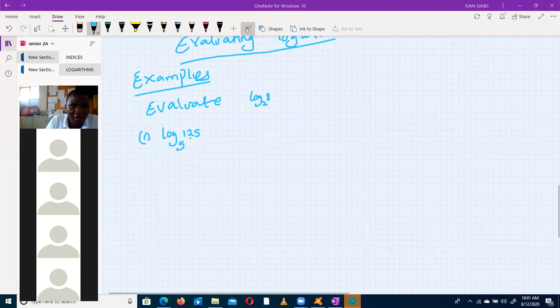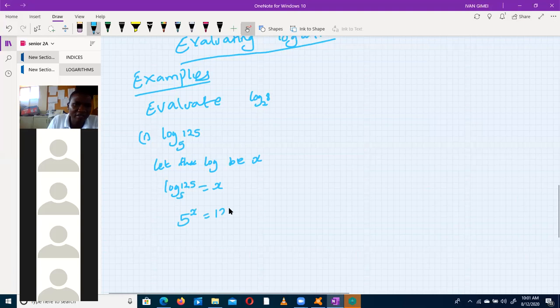Now here, of course, we know this already, but you can say let the log be x. Now we shall have log of 125 to base 5 being equivalent to x. You're simply saying 5 to power x is the same as 125, but you're looking for the logarithm. If they say evaluate, they want you to find the value of the log of 125 base 5. Now we shall say 5 to power x is equal to 125.